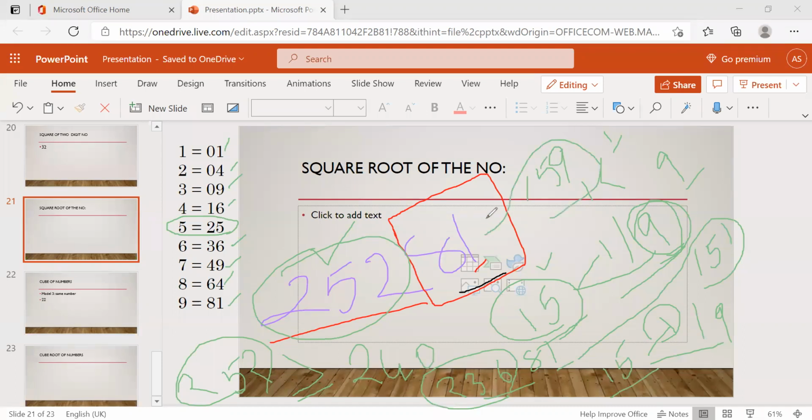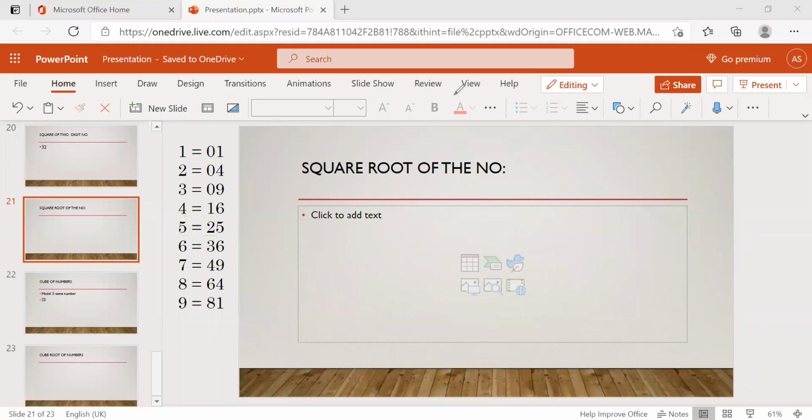Okay. Clear? Just compare the number after multiplication, the next number, and see whether it is less or larger. If it is larger, go with the larger number. If it is less, go with the lesser number. That's it. So that is the square root of the numbers.